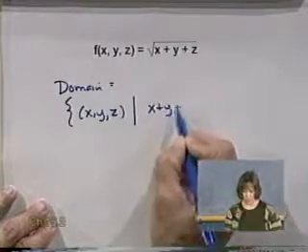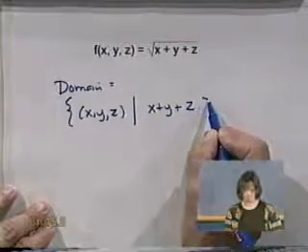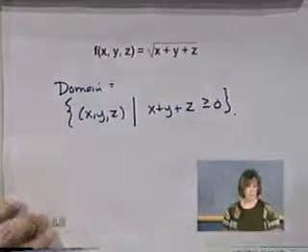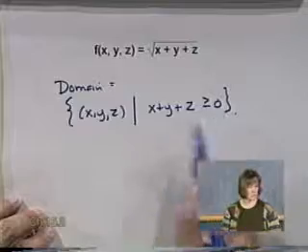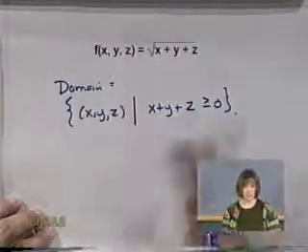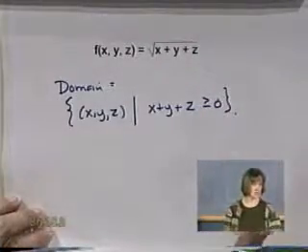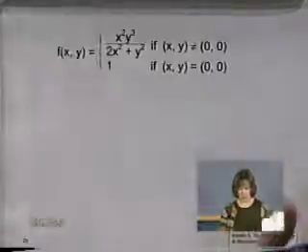X plus y plus z has to be greater than or equal to 0. Now what happens is this is a plane. X plus y plus z equals 0 is a plane. And going greater than or equal to 0, you're getting one side of that plane shaded in. All right, let's do one more.